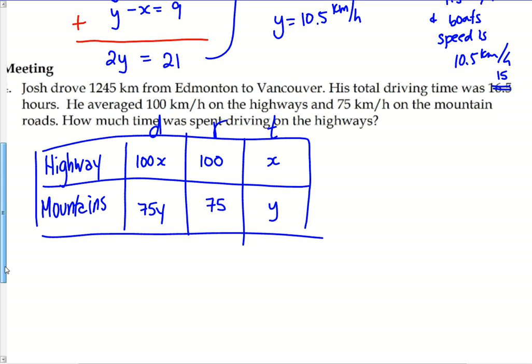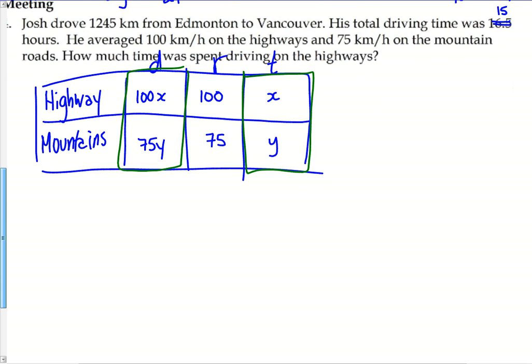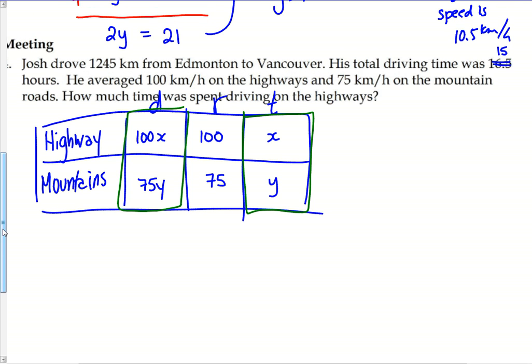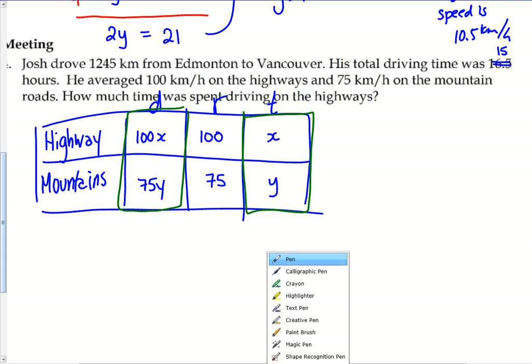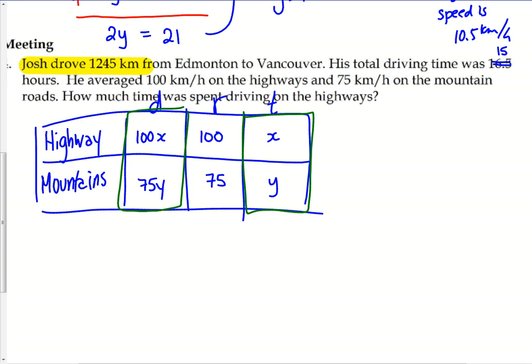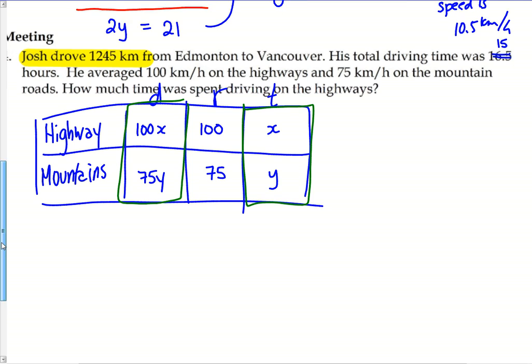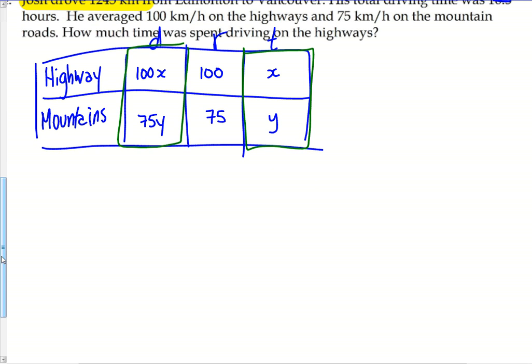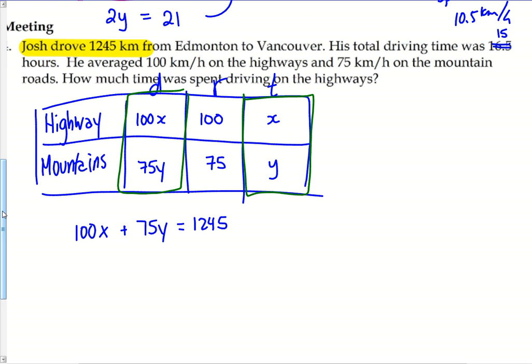So remember, we have 2 sets of boxes with variables, so we need to find a way to relate them and form those into an equation. Is there a way to relate that distance now? What do we know about the distance? Total distance was 1,245. So if it's a total, or together, 100x plus 75y equals 1,245. Okay, what do we know about the time? Because we have to relate the time now because it has variables. X plus y is 15.